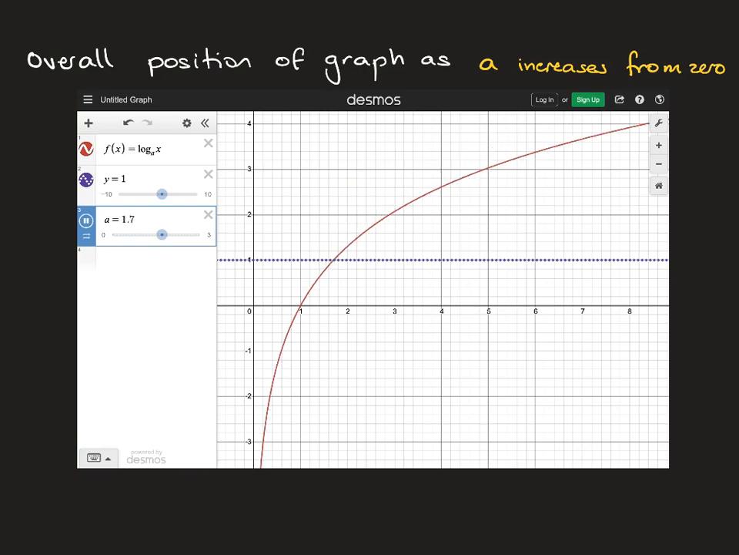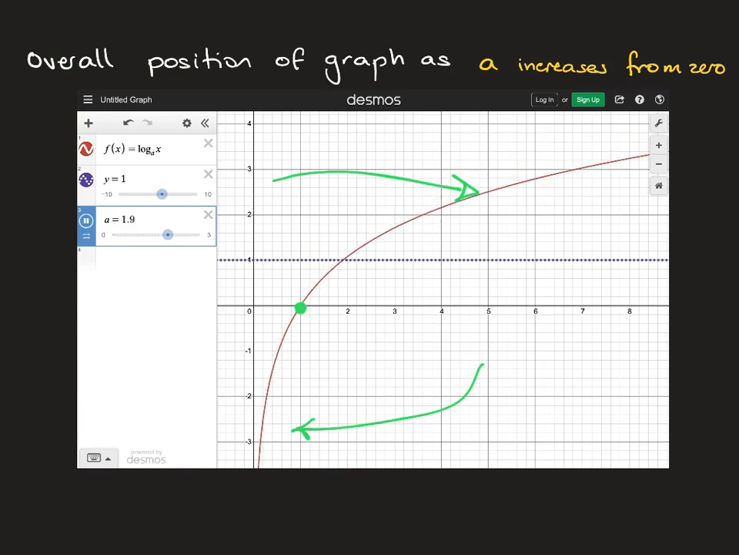Can you see a pattern to how it's moving? It's kind of twisting and rotating around the point (1, 0). It's twisting and rotating around this point. Watch it. Here it goes. This bit's moving this way, and the other bit was moving that way. But it's always stopping at that y-axis as it twists around.